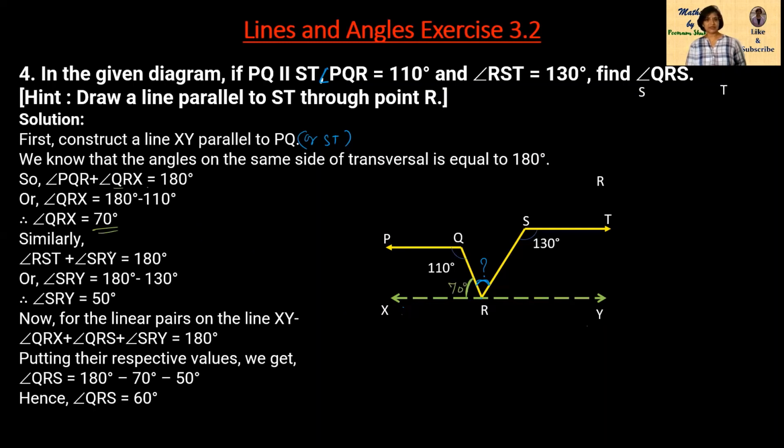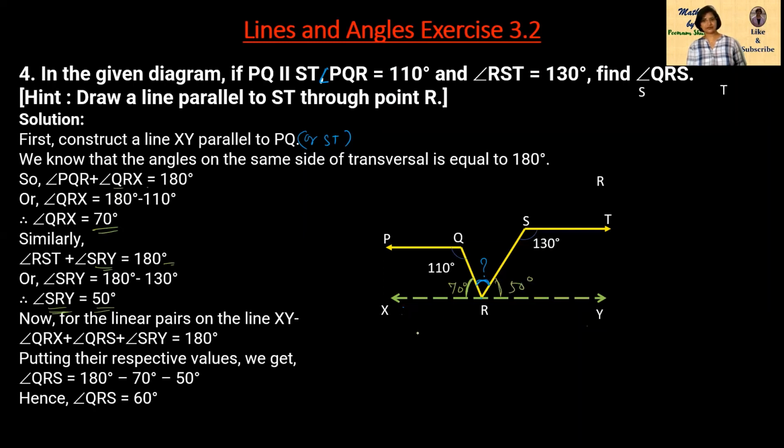Clear? Similarly, here we will do that. Angle RST plus angle SRY equals 180. So angle SRY we will get 50 degree because this angle is 130, right? So 180 minus 130 equals 50 degree. So we got this 50.